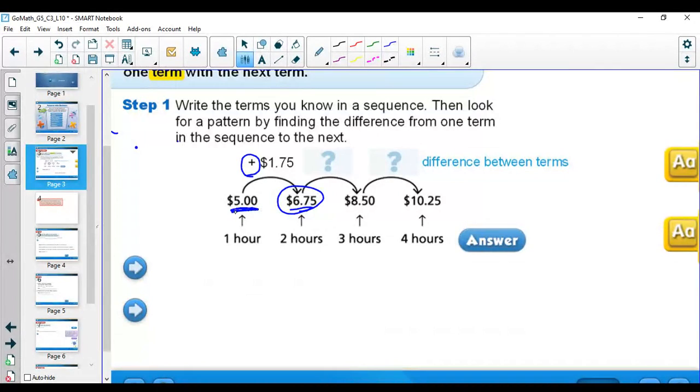So again, I know that my sequence is getting larger because each number gets bigger. $8.50 is greater than $6.75, $10.25 is greater than that, and so on and so forth. The next step, after I figure out that my pattern is increasing in size through addition, is to figure out how much bigger each number is. The easiest way to do that is to take two terms in our pattern that are adjacent, that means side by side, and find the difference between them. So I'm going to do that through subtraction.